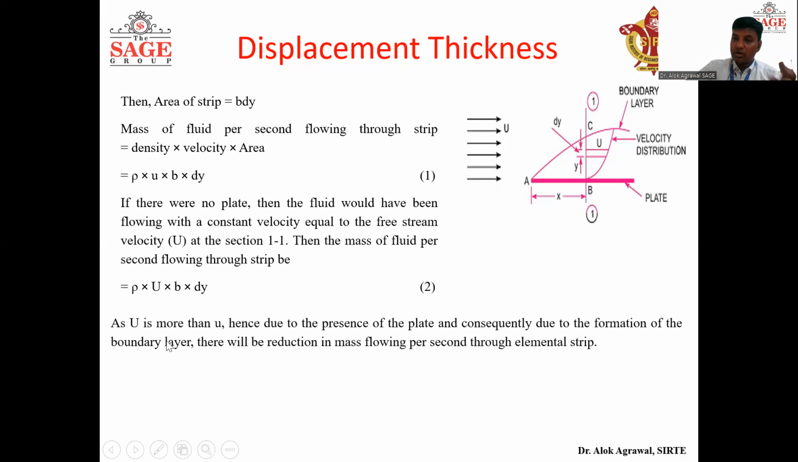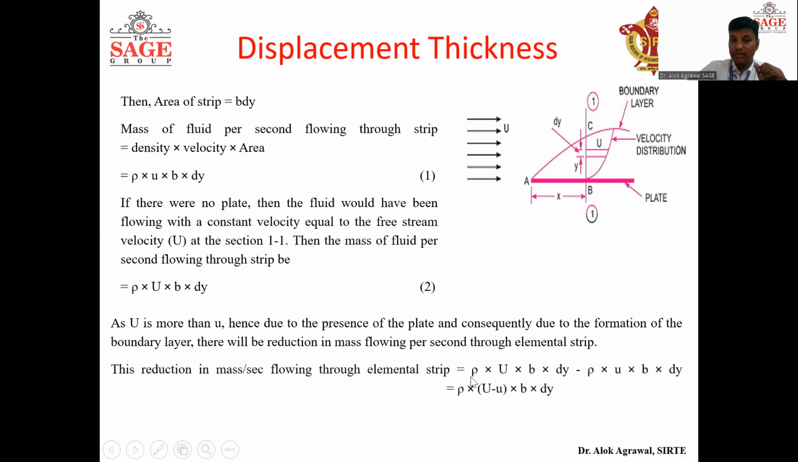Now it is obvious that capital U is greater than small u. So the presence of the plate is decreasing the mass flow rate of the fluid through this elemental strip. So what is the amount of reduction? That will be the mass flow rate without plate minus mass flow rate with plate. So it will be given by rho into (capital U minus small u) into b into dy. Okay. Now this is for this small strip.